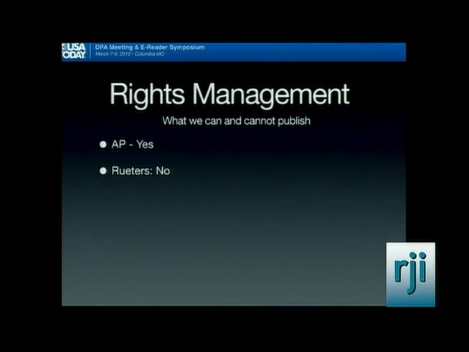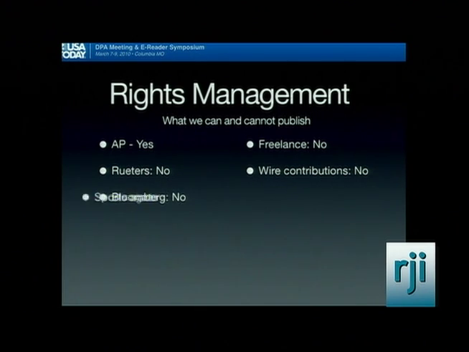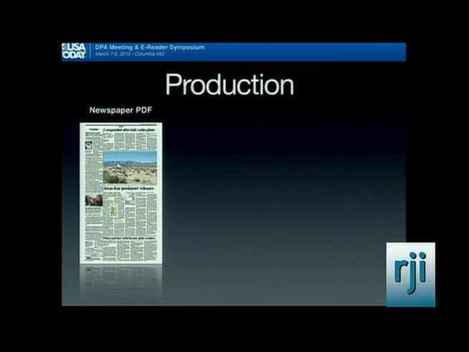We cannot publish anything from Reuters, nothing from Bloomberg. No freelance content, no wire contributions. So if there's a story that's made up of a byline from a USA Today writer plus wire contributions, that story has to be stripped out too. And no sports agate. We also don't include any of the market agate. We have rights to that, but on this device, it just didn't make sense because it's not a good user experience.